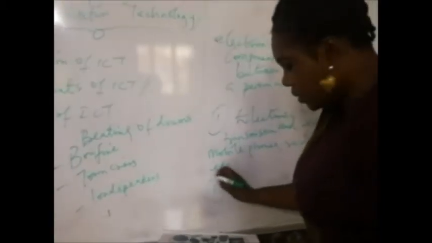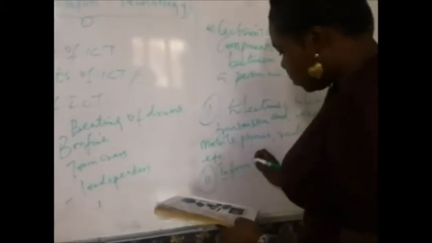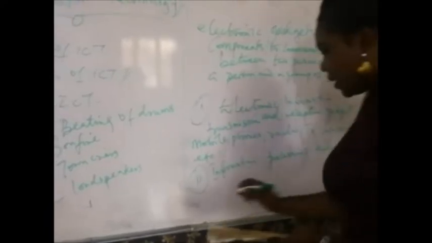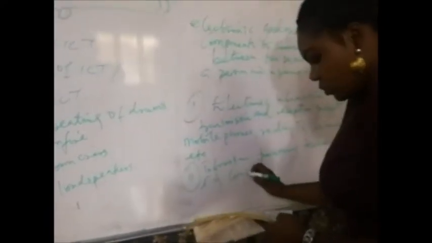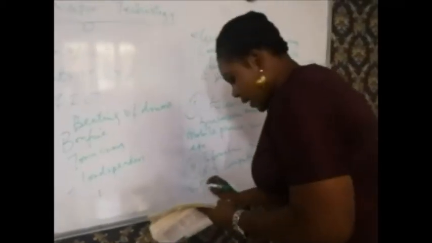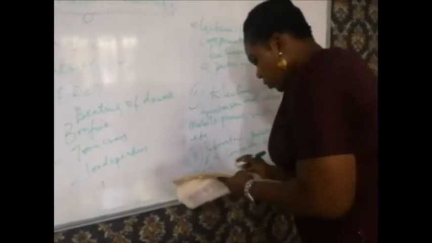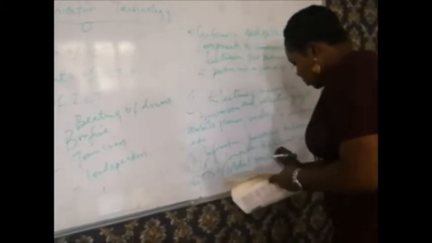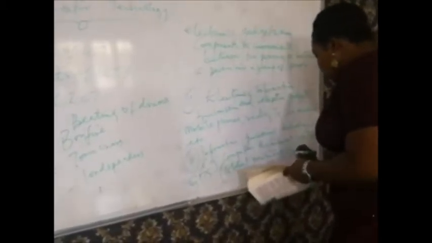Then the second one is information processing technologies. Examples are your computers, the internet, the satellite, your GPS, that is your global positioning system, etc. So these are the major components of ICT.